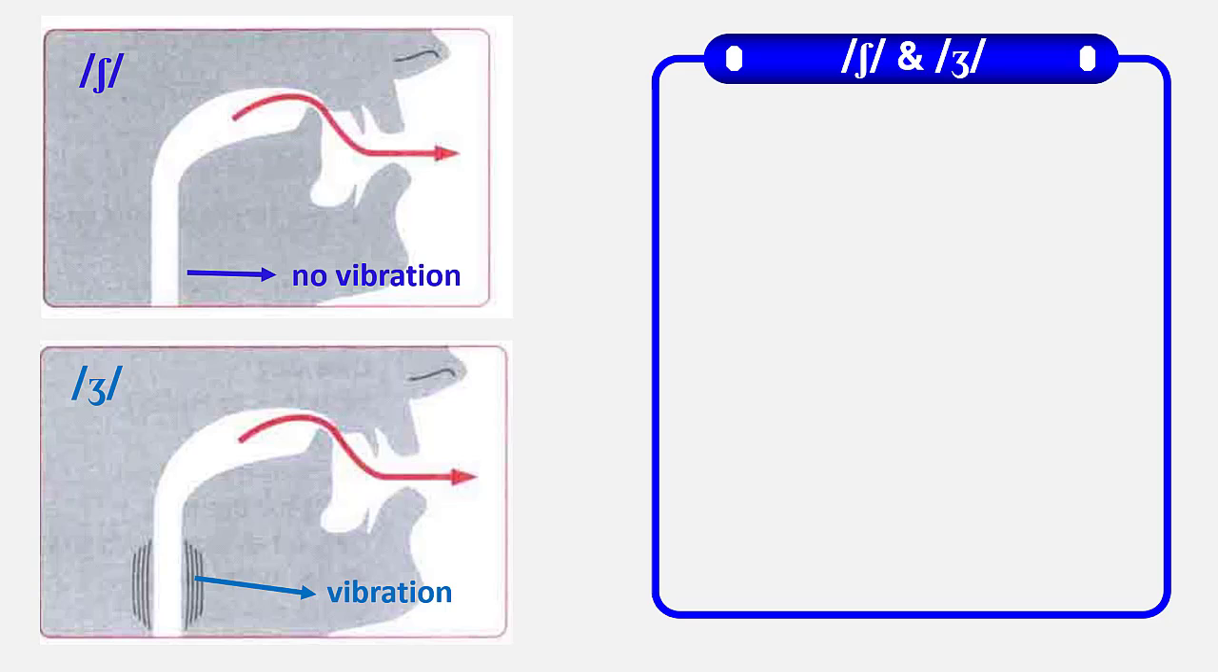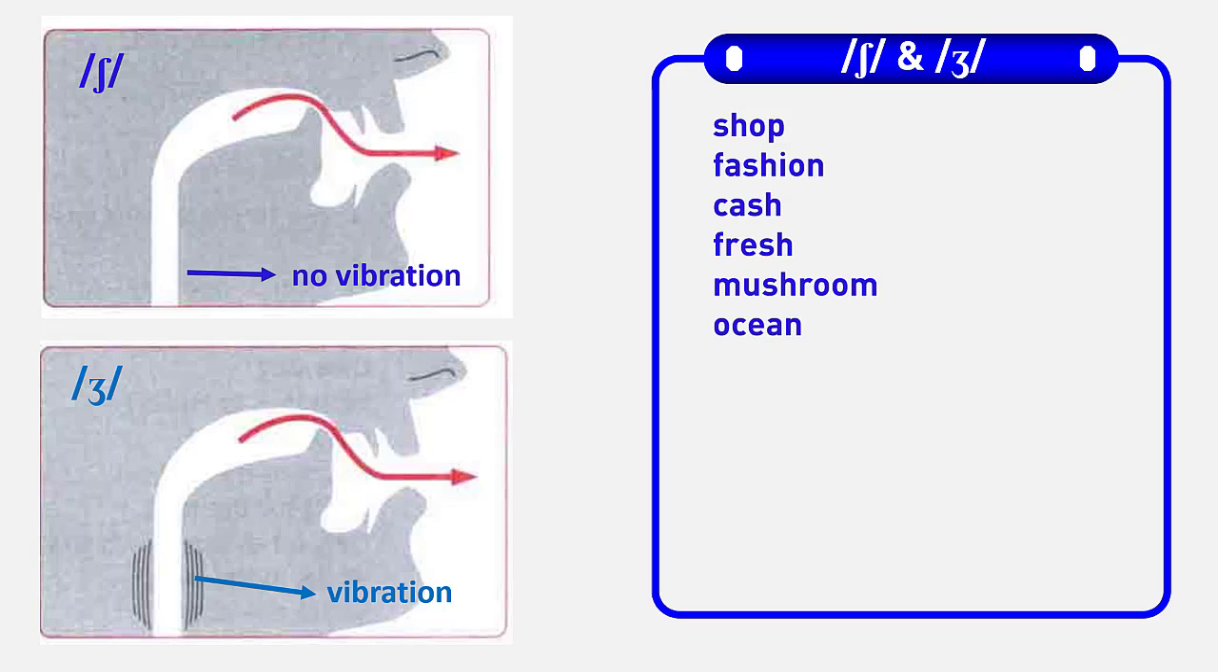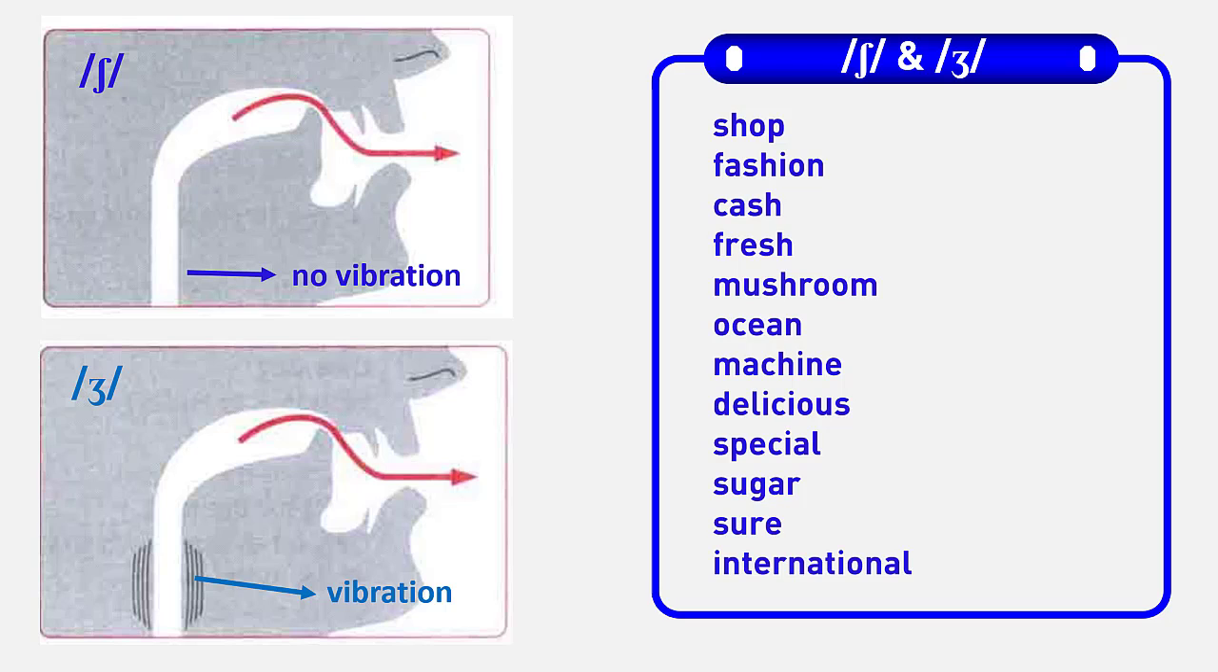First, the sh sounds. Shop, fashion, cash, fresh, mushroom, ocean, machine, delicious, special, sugar, sure, international.